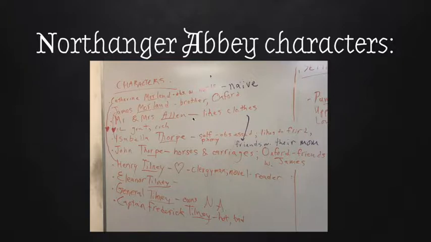Mr. and Mrs. Allen, these are the rich neighbors, the Morlands' neighbors, who take Catherine to Bath. Mrs. Allen is obsessed with clothing, and you'll hear her talk about muslins a lot. This is going to be on a quiz. Muslin is a type of fabric that actually came from India. There was a big empire being built in India by England at the time, and they would send fabrics from India, these beautiful muslin fabrics. So she talks about that a lot.